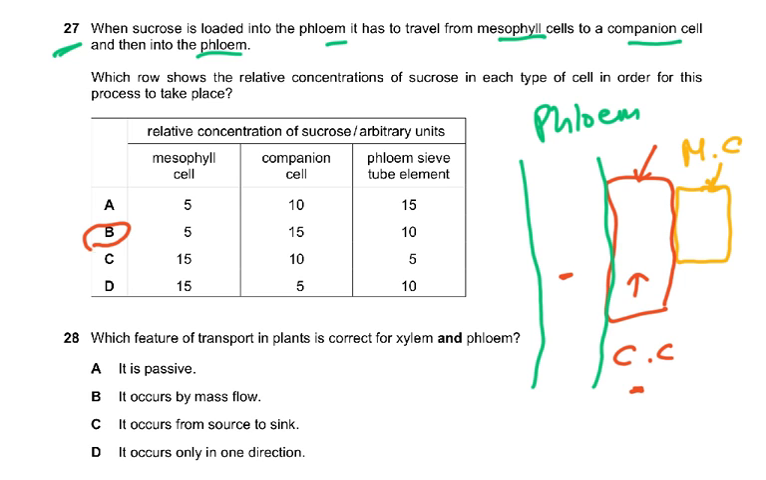So the answer is B. Why is the answer B? Because in the mesophyll cell it's 5. In the companion cell it is 14, but it's active transport into the companion cell, and then here it is 10. So movement from the companion cell to the phloem is down the diffusion gradient. Here it is active transport. So the answer is B.